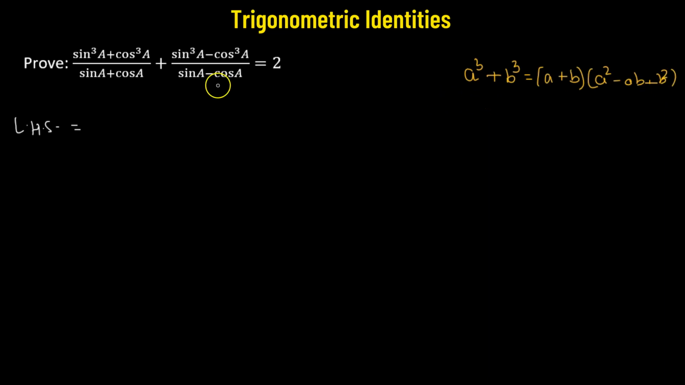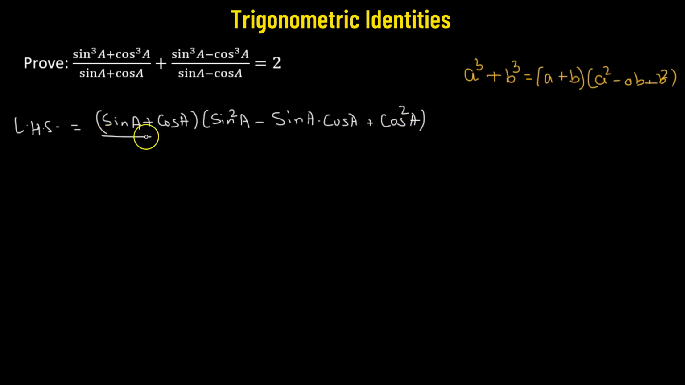So in our case, a is represented by sine a and b is represented by cosine a. That means we can now rewrite the numerator portion as sine a plus cosine a whole multiplied to a squared, so that means we have sine squared a minus a times b, that means sine a times cosine a plus cosine squared a, whole divided by sine a plus cosine a. Then coming to the second term.